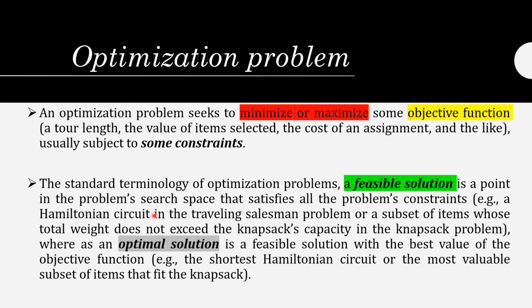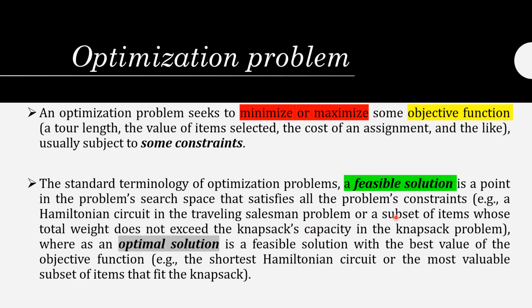Example, a Hamiltonian circuit in the traveling salesperson problem, or a subset of items whose total weight doesn't exceed the knapsack capacity in the knapsack problem, right? So the feasible solution is nothing but one that satisfies the problem's constraints, right? Suppose I take the traveling salesperson problem, there should be a Hamiltonian circuit. If I take the knapsack problem, the items' total weight must not exceed the capacity of the bag or the knapsack, right?